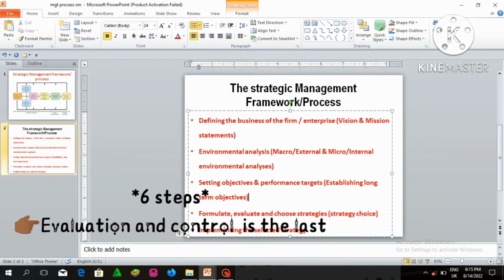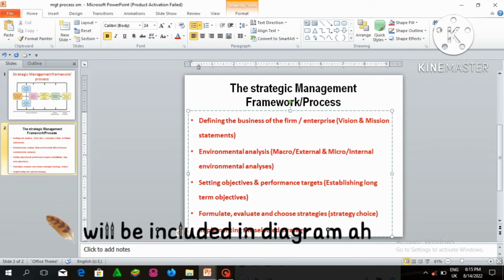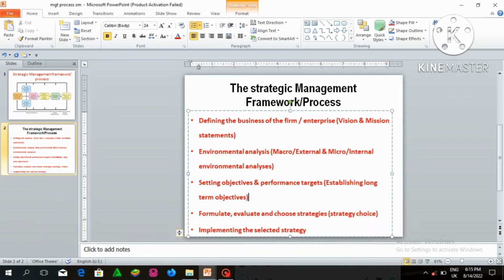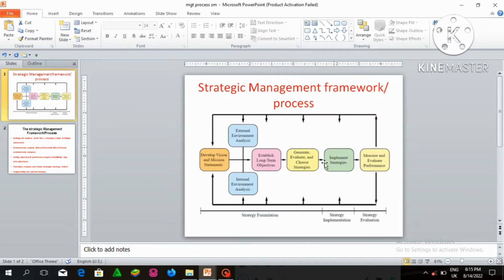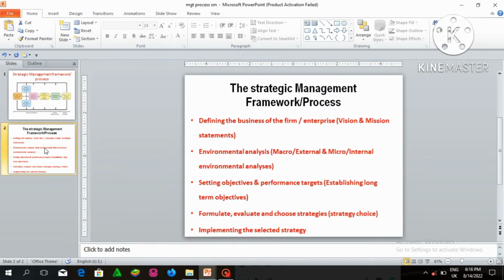So first of all, you need to define the business of the farm that you're going to be engaged in, or the enterprise. In this step, this is where you come up with the vision, you define who you are, that is the mission. So this is all done in that first step. Then after that, we have the environmental analysis. We are going to look at this in illustration form, but I want us to first go over the steps, then we shall come back and review this later. So yeah, we have defining the business of a farm or the enterprise. That is where you come up with the vision and mission of the organization.